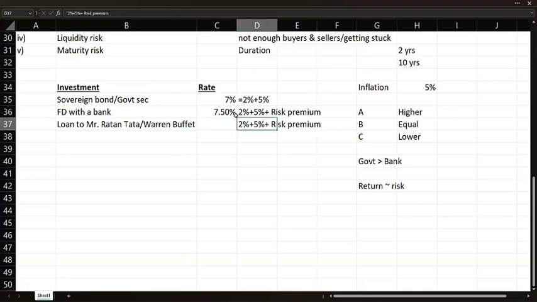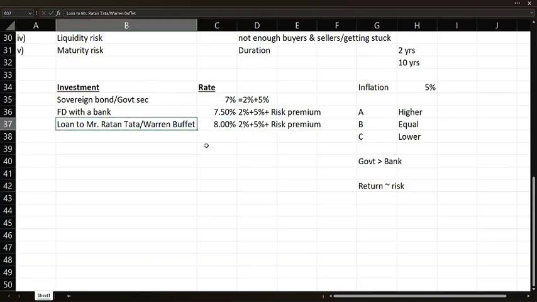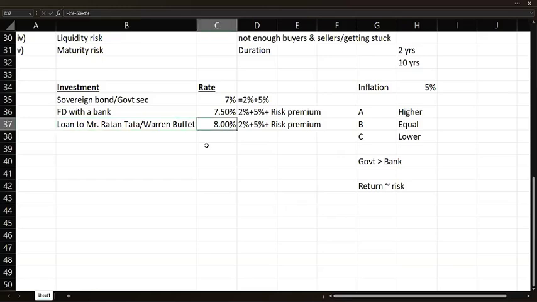Of course, the same pattern will continue, but this is going to be even more than that. Let's say it's going to be 1% more. You believe that these are very credible people. They are not going to default. They have a very good reputation, right? So you have all that knowledge. Considering that, you might lend them at 8% or even 9%. Whatever be the case.